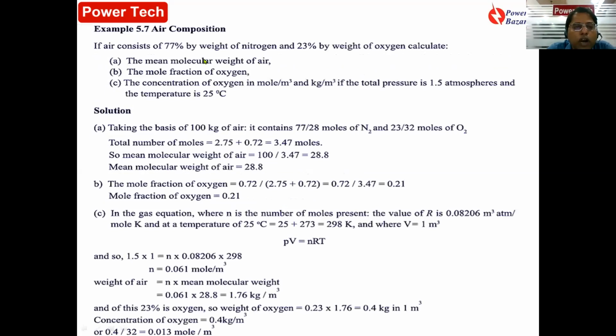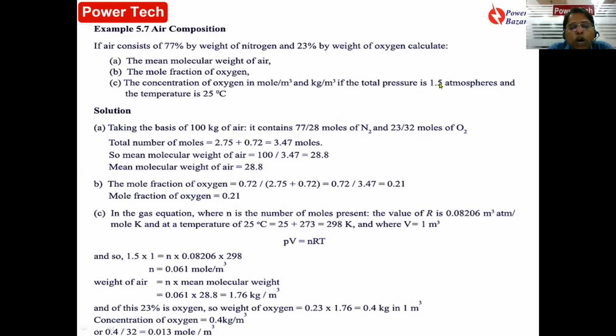Now let us do an example on air composition. Air contains 77% by weight of nitrogen and 23% by weight of oxygen. Remember, the volume ratio is something different: 21 vis-a-vis 79. But the weight ratio is 77 vis-a-vis 23. Now we have to find out the mean molecular weight of air, the mole fraction of oxygen, and the concentration of oxygen in mole per meter cube and kg per meter cube.